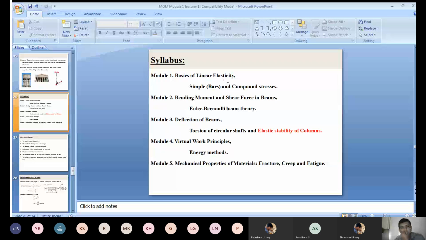Similarly for strain. Before defining strain: when the dimensions of a body change due to an external load, it is called deformation. The change in dimension relative to the original dimension is called strain. The types of strain: when the deformation takes place along the axial direction, or along the loading direction, it is called longitudinal strain.